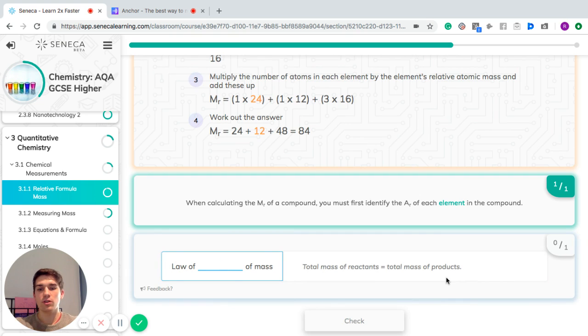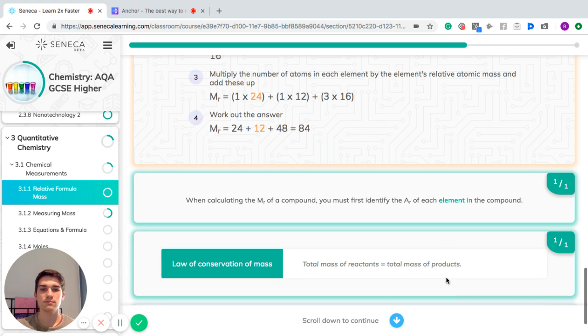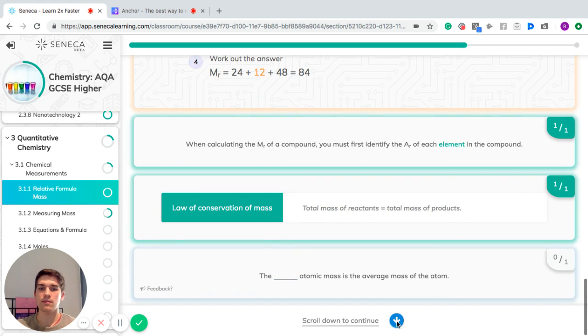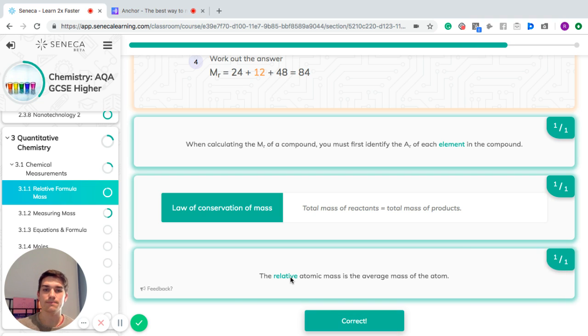The law of conservation of mass says the total mass of the reactants equals the total mass of the products. The relative atomic mass is the average mass of an atom.